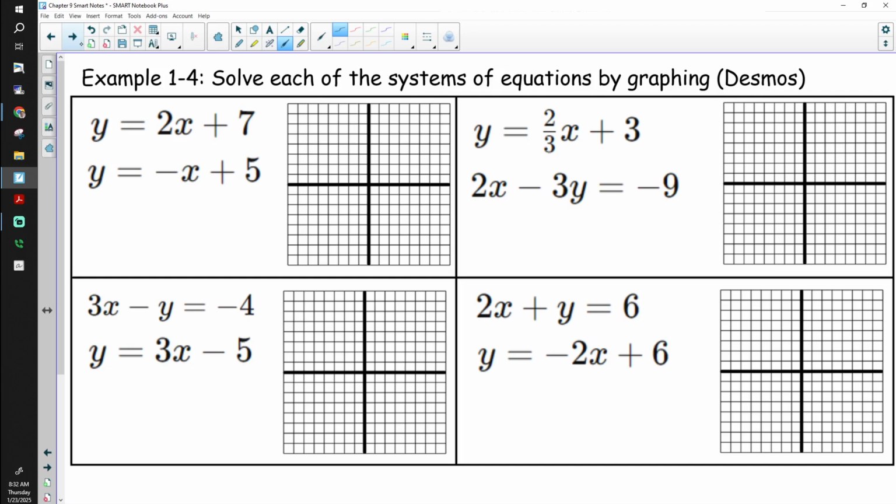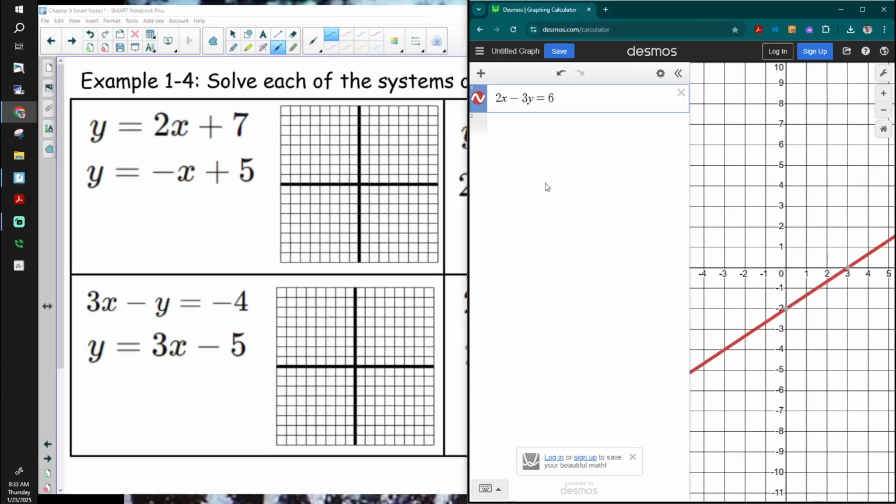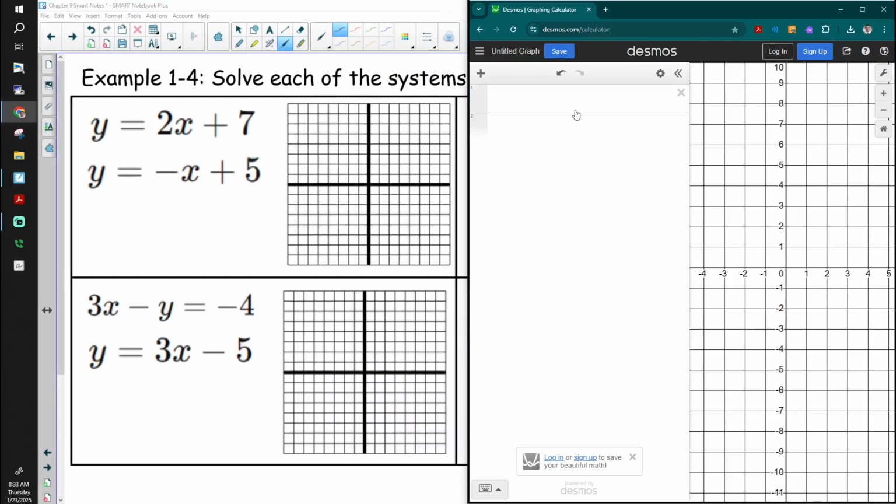All right. We are going to graph each one of our systems, and we are going to determine the solution, or infinite solutions, or no solutions, because remember, those are our 3 possibilities. So I'm going to pull up Desmos. I'm going to clear out what I had before, because I don't really need it anymore. And I'm going to start with my top left box.